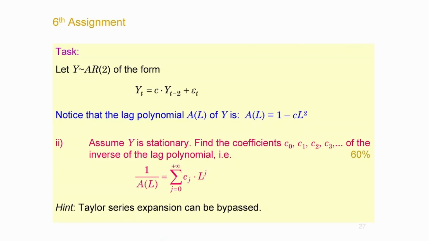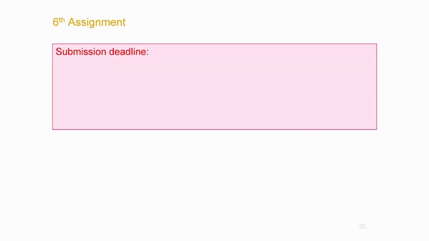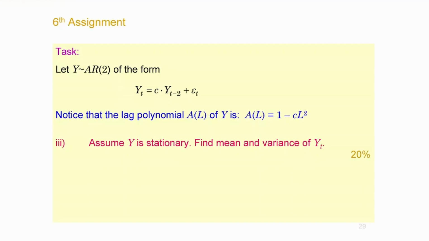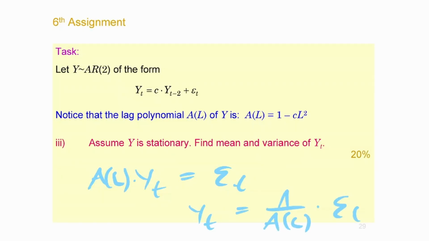Based on that, I want you to calculate the mean and the variance of the process, okay? Because looking at the structure, so looking at the inverse of the lag polynomial, you'll find that the structure of that process is going to look like this, right? So you have A(L), let's say, times the process, which is equal to the noise. So the process itself is going to be equal to the inverse of the lag polynomial times the noise, let's say, okay? Again, if I say times, I mean a pseudo multiplication.